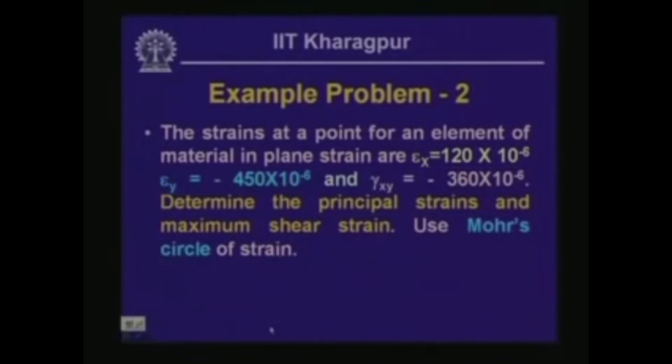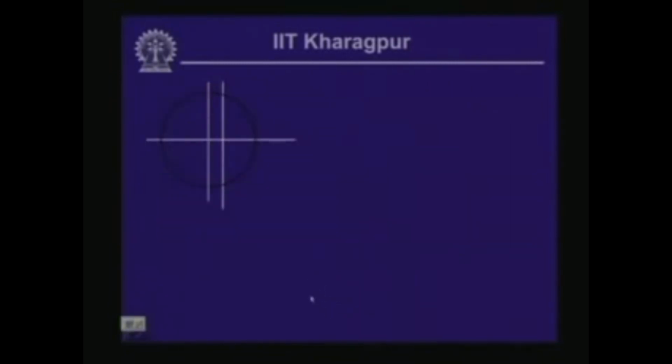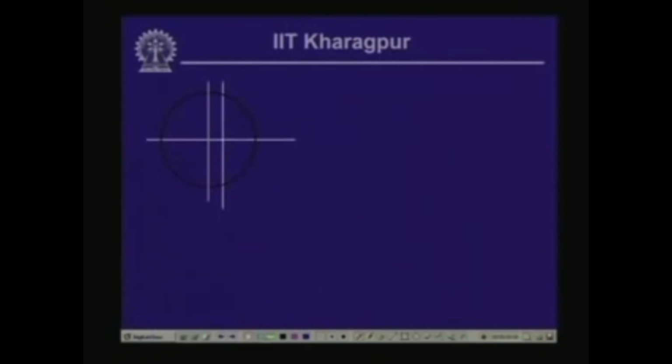Now, if we plot the Mohr circle based on the values given here, note that we have the value of epsilon x equal to 120 into 10 to the power minus 6. We have epsilon y, which is equal to minus 450 into 10 to the power minus 6, and we have gamma xy, which is equal to minus 360 into 10 to the power minus 6.